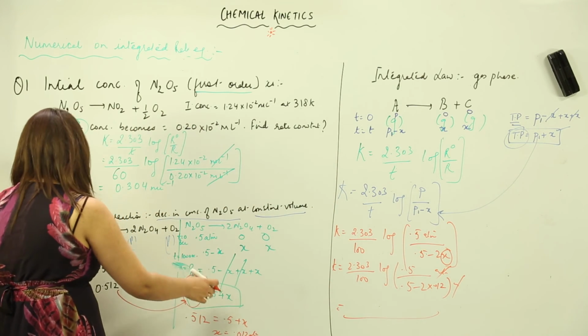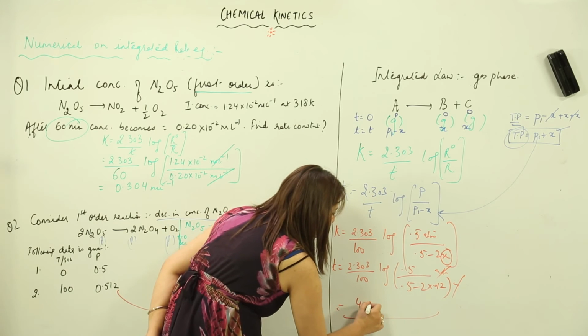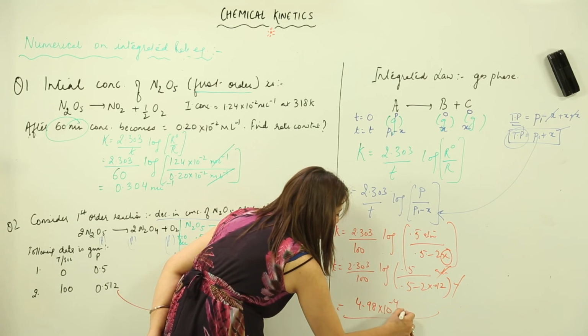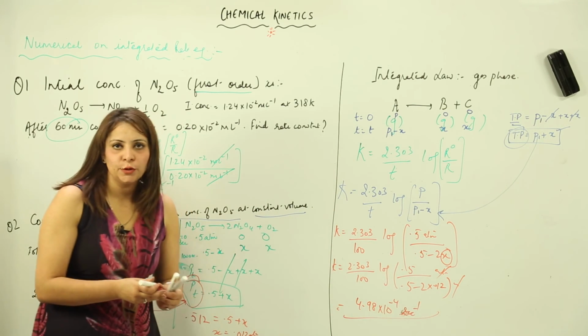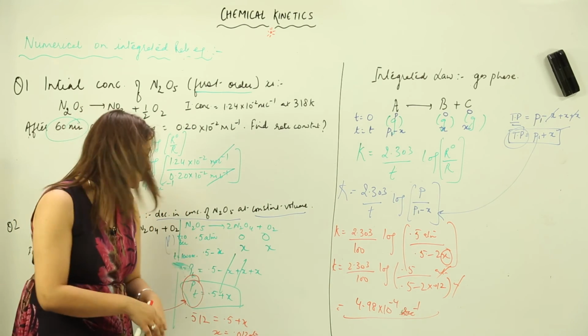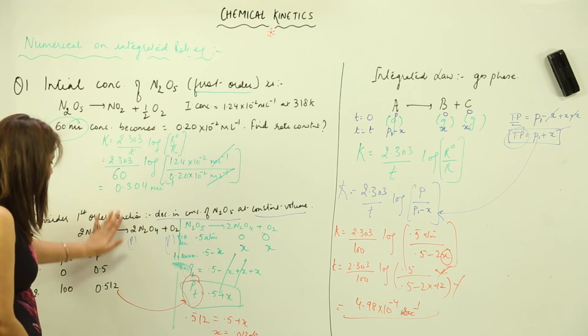I think you can solve for it. After solving, you will get the result 4.98 into 10 raised to the power minus 4 per second. So this is the result you are going to get. Again, I am going to explain this equation. Just look at the board again. We have this data, right.